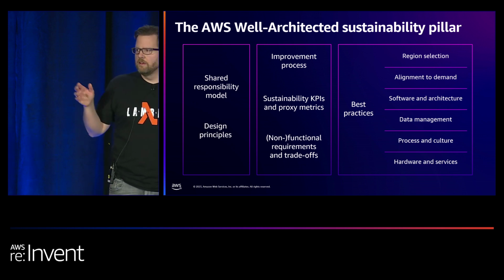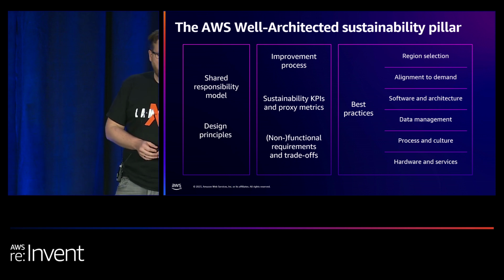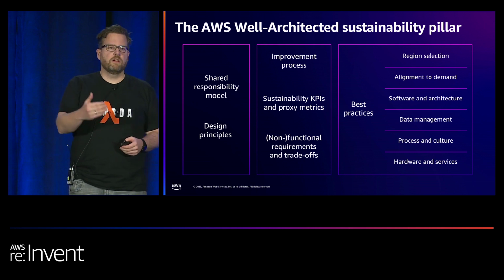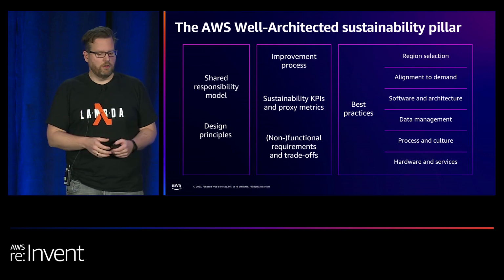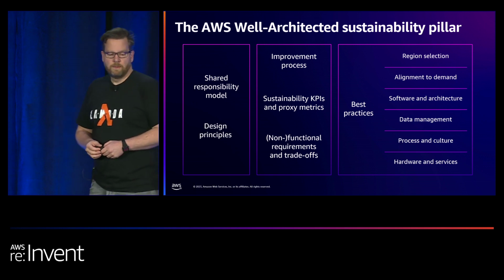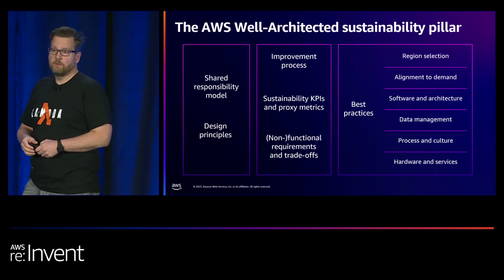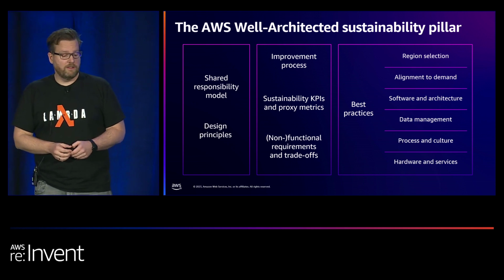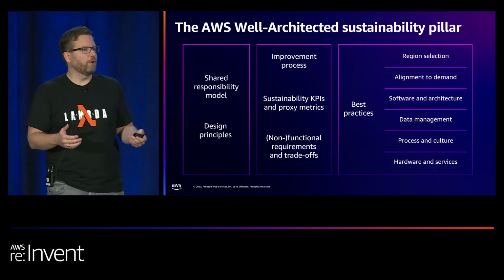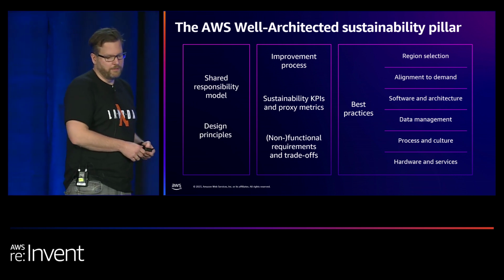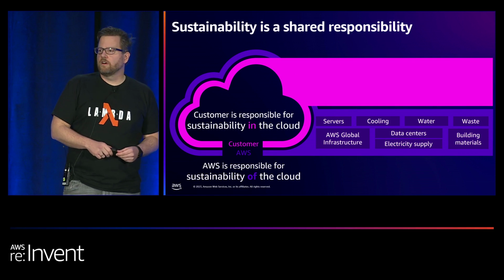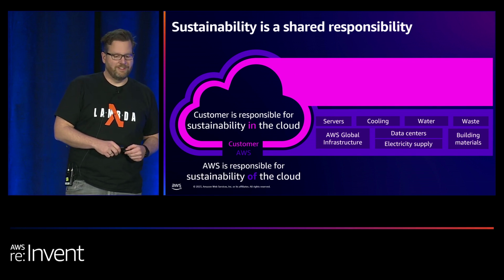So this is the outline of the Well-Architected sustainability pillar. It also has the shared responsibility model as an important concept, design principles, the improvement process, the KPIs and metrics, which I will dive deeper into in a minute, the relationship to other non-functional requirements, and finally, of course, the best practices. So starting with an important concept for this talk, this is the shared responsibility model.